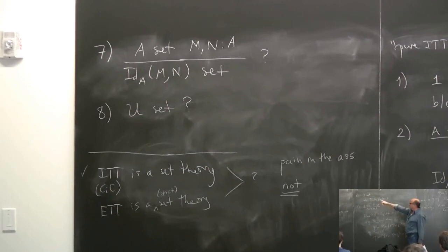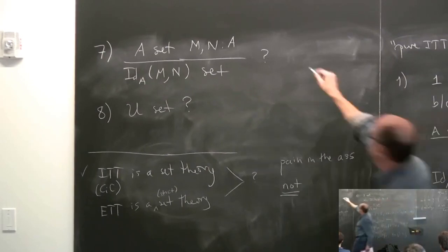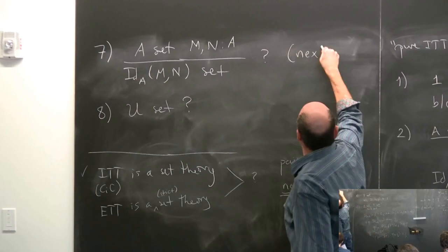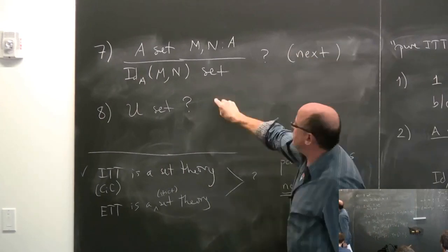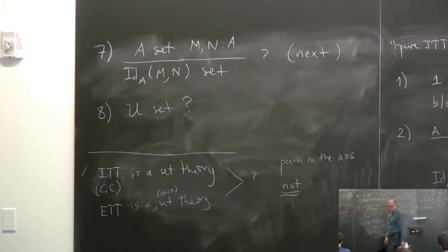Let me skip 7, because I don't have time in the time remaining to do the proof. I'm going to do a proof next time. I'll show you what this is, and that will set me up for some other things. So let me say something about the universe being a set or not.